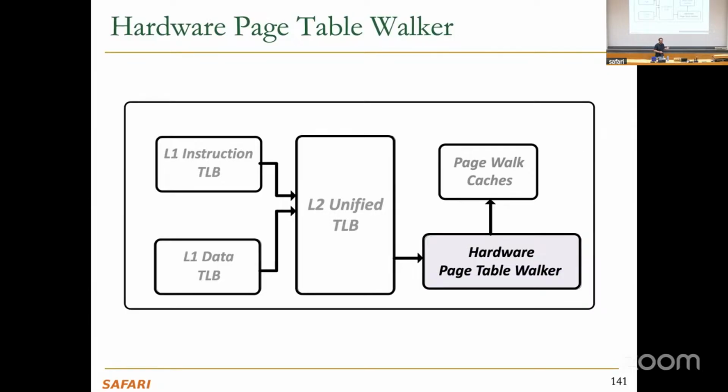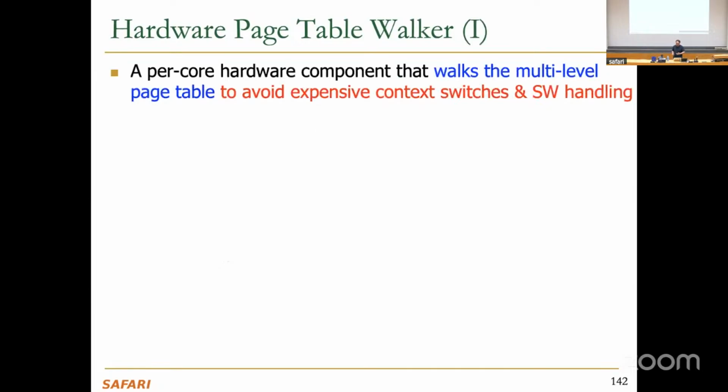If we miss in the L2 TLB, we have a hardware page table walker. You can imagine this as a per-core hardware component that walks the multi-level page table to avoid expensive context switches. It's similar to the things you do in the lab. You can think of it as an FSM that reads a pointer every cycle. Once it figures out that it loaded not a pointer but the actual page table entry, the FSM will stop and resolve its execution.